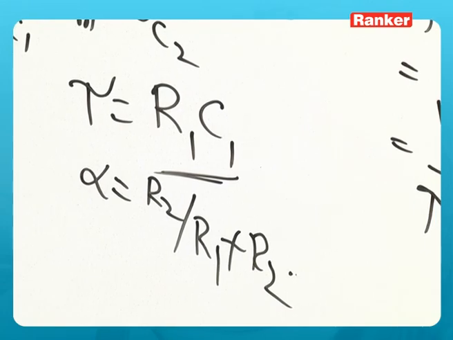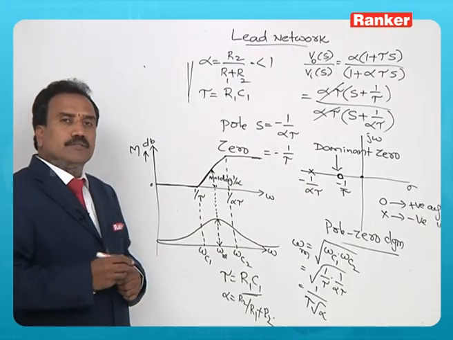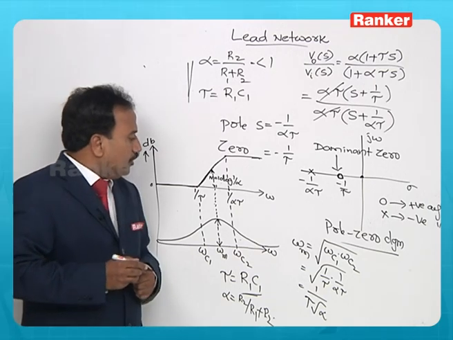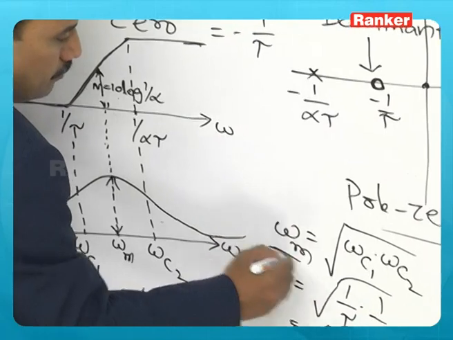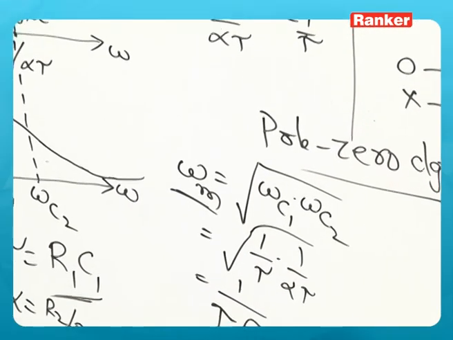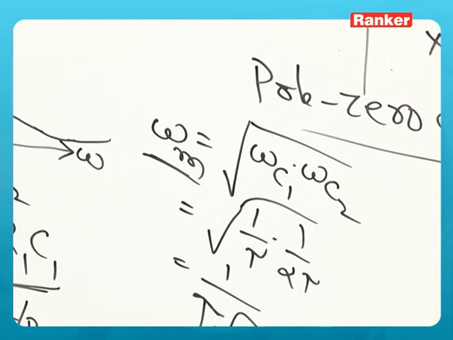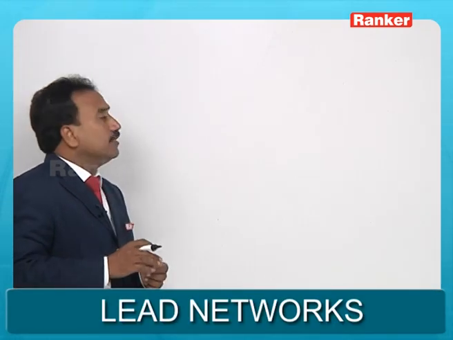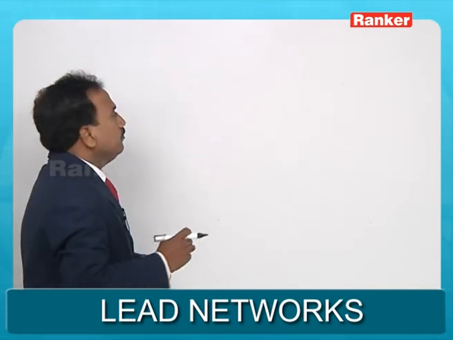So, this is the way the Bode plot can be drawn for the lead network, and we can actually see how exactly you are getting the frequency for the lead network, given by 1 by tau into root alpha. So, the lead network will have a dominant zero closer to the origin, and it will have a maximum phase angle.